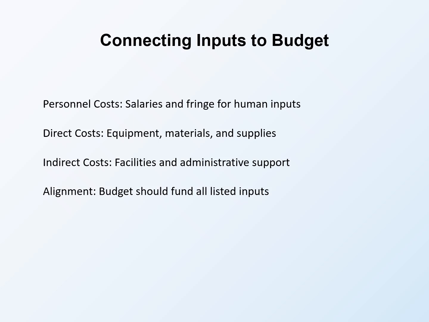Salaries and fringe benefits for staff positions listed as inputs should match budget personnel lines exactly. If you list a project coordinator as an input in your logic model, that position should appear in the budget with appropriate salary and effort level.